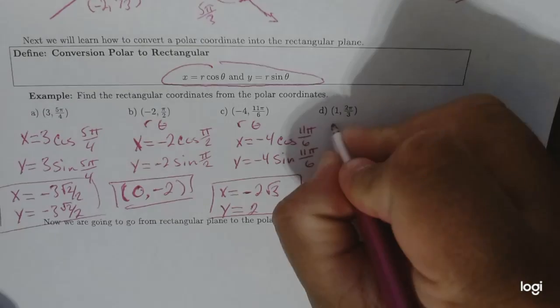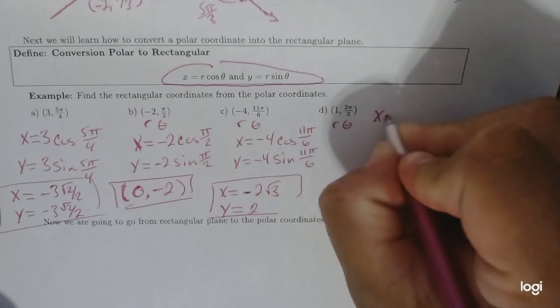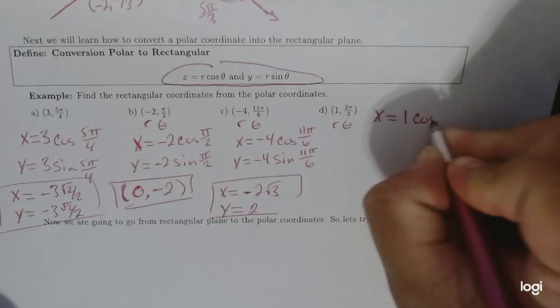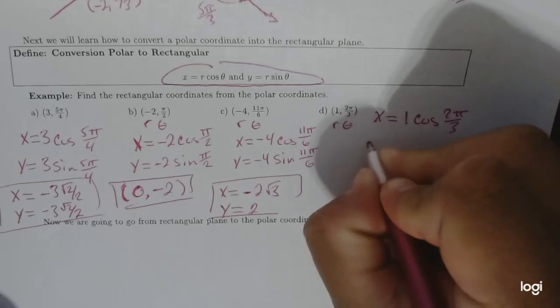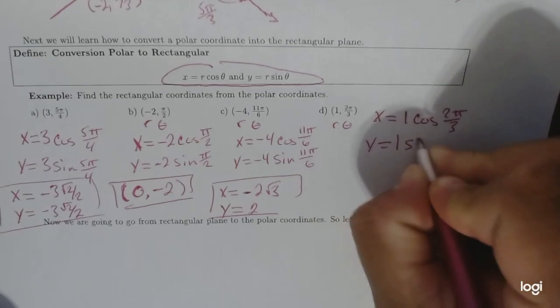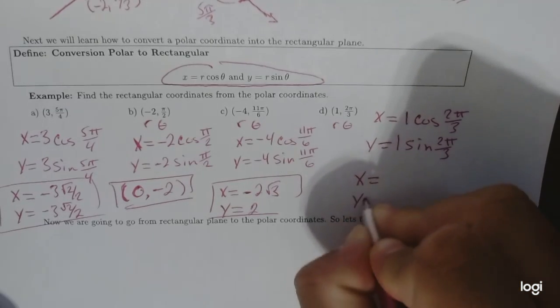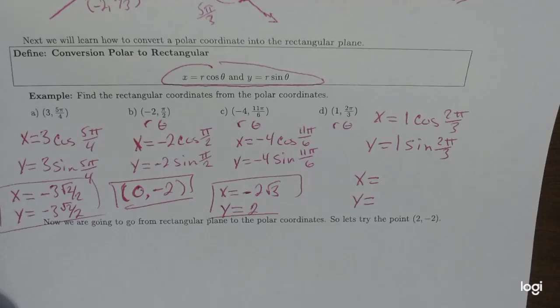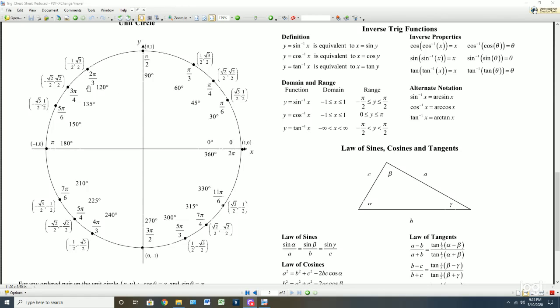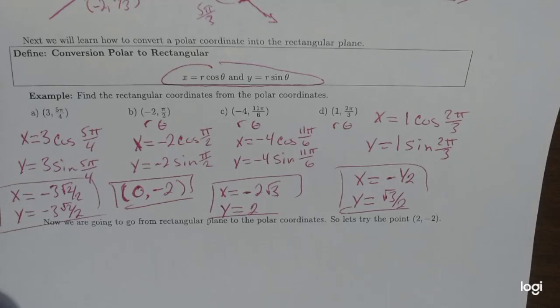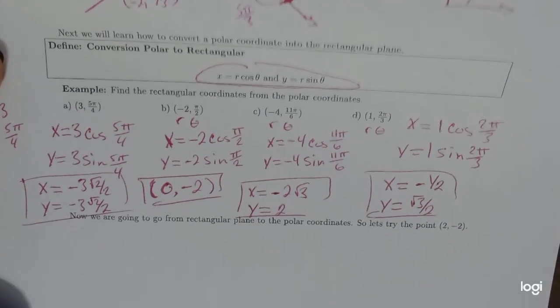And then the last one, again, r and theta. So x is equal to 1 times cosine of 2 pi over 3, and y is equal to 1 times sine of 2 pi over 3. Right, so cosine of 2 pi over 3 is over here. So that's just going to be negative 1/2 and radical 3 over 2 as our point in the xy plane. And there we go. That's it.